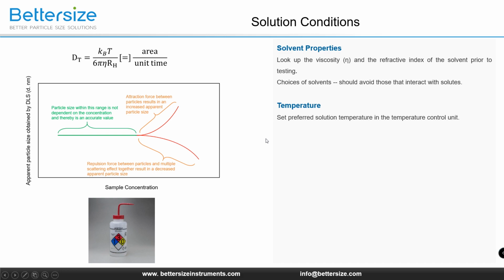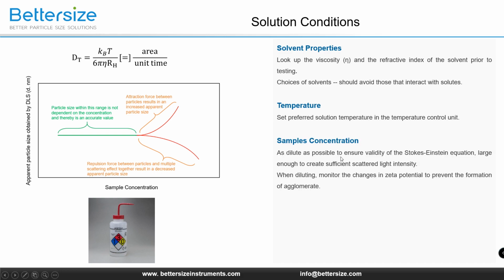The concentrations of the samples should be as dilute as possible to ensure the validity of the Stokes-Einstein equations. If the sample's concentration is high, particle interactions could not be neglected, and the Brownian motions of particles will not be solely due to random collisions at this point. But the concentration should be large enough to create a sufficient amount of scattered light intensity, such that the detectors can capture enough information about the intensity fluctuations.